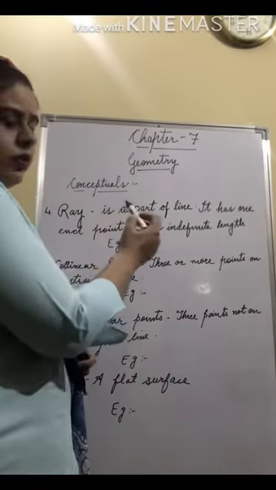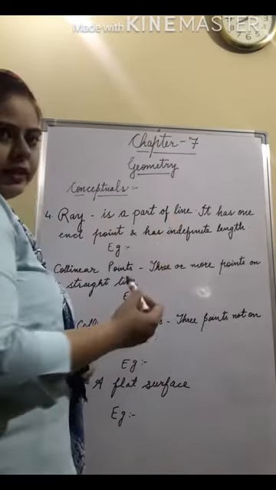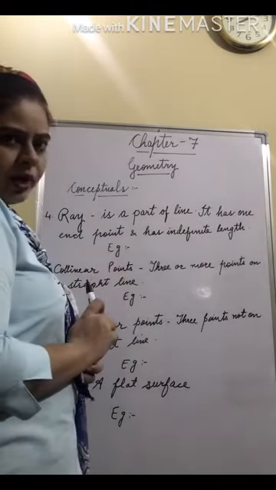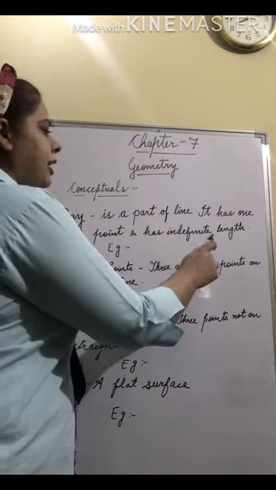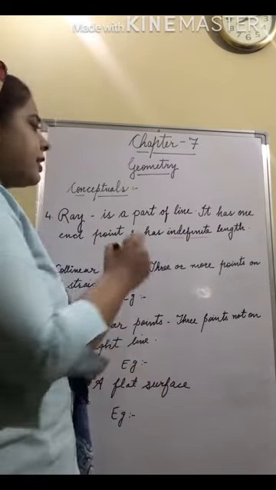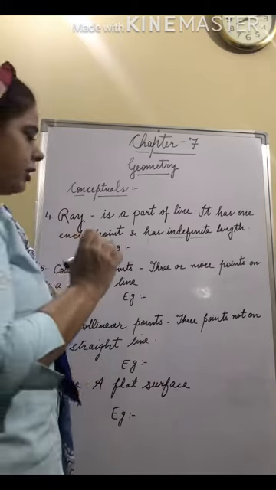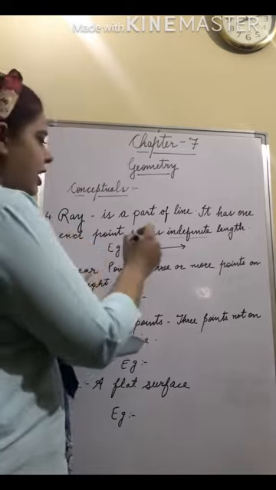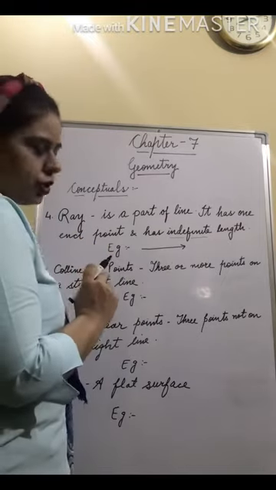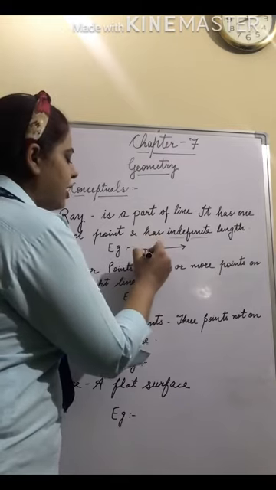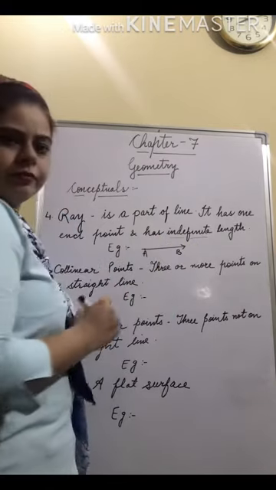Now ray. A ray is a part of a line. A ray is just a part of a line which has one endpoint. It has indefinite length. What does it mean? Indefinite. It has no fixed length. इसकी length हम extend कर सकते हैं. Example, this is a ray. It can be extended in one direction and it is part of a line. The name of this ray is AB.